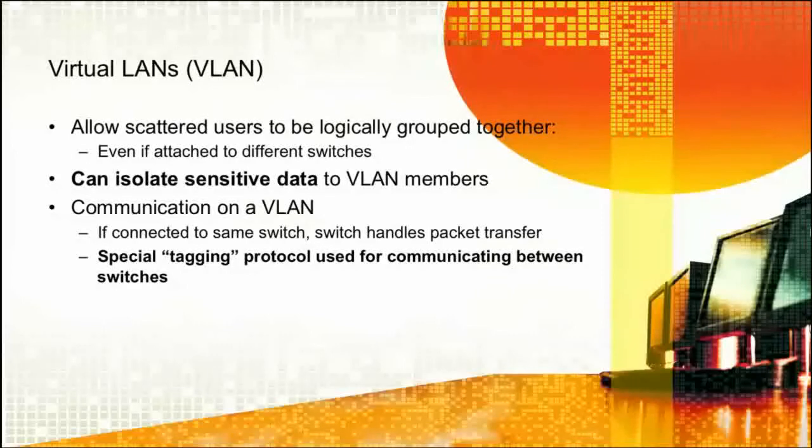Next, you have VLANs, or virtual LANs. This allows scattered users to be logically grouped together, even if attached to different switches. They can isolate sensitive data to specific VLAN members, and communication on the VLAN happens through special tagging protocols used for communicating between switches. However, you will need to employ a router.